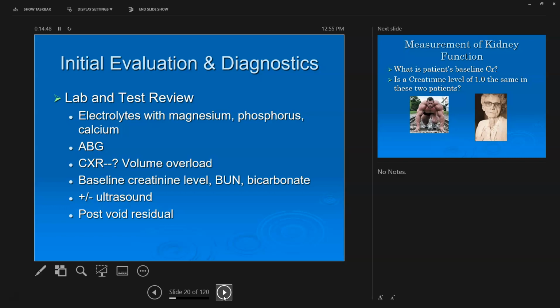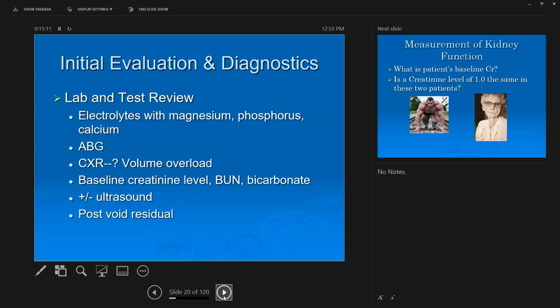Whether or not you need an ultrasound, that's always a good question to ask. And then also doing a bladder scan post-surgery. How does that help us? Yep, so the urinary retention.